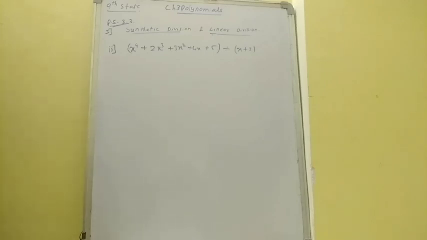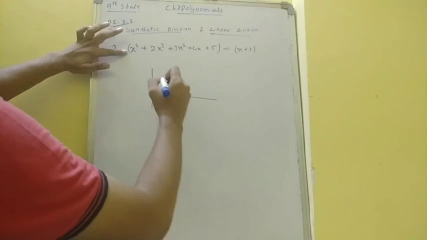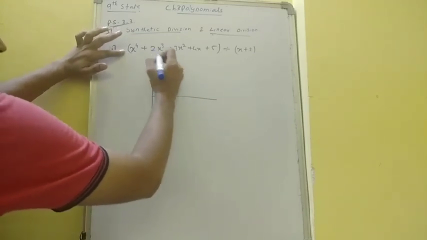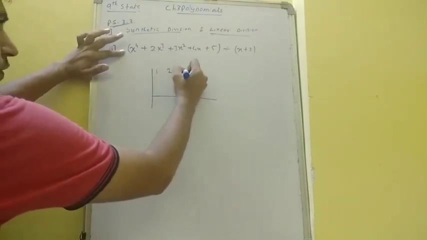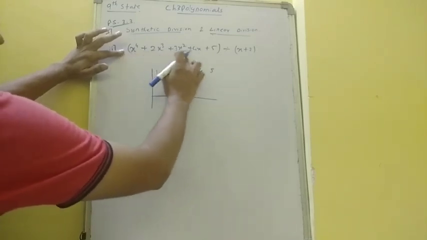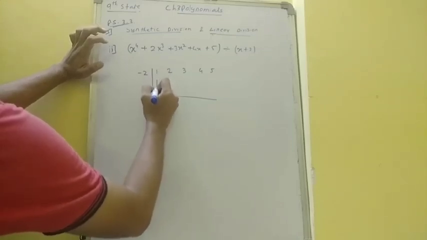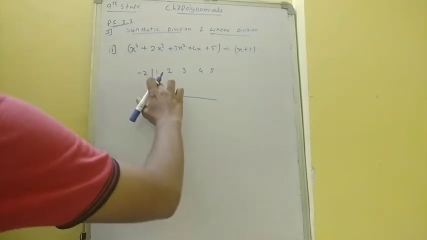Okay, for the second one also, first of all, we will write it in the coefficient form. So x raised to 4 means 1, 2, 3, 4 and 5. Okay, plus 2. So we will write minus 2 and this first will be as it is. Okay.